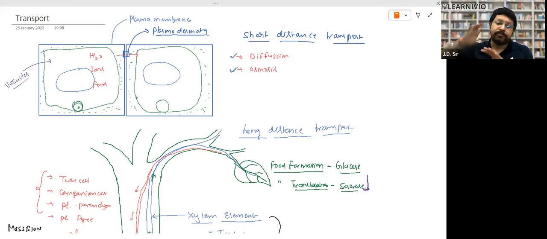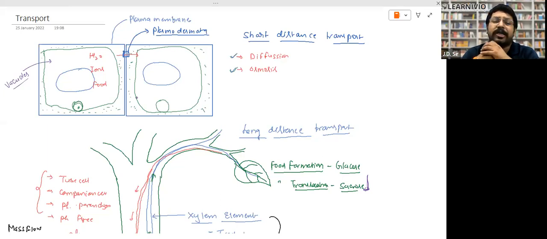Why? Because if a plant is 10 meters tall, then water has to travel 10 meters from the root to the top of the plant. And again, for food, if it is a 10-meter plant, then food has to travel from the leaf downwards 10 meters to the root, because the root cannot make its own food. They are dependent on the green part of the plant, right? So these are the long distance transport.